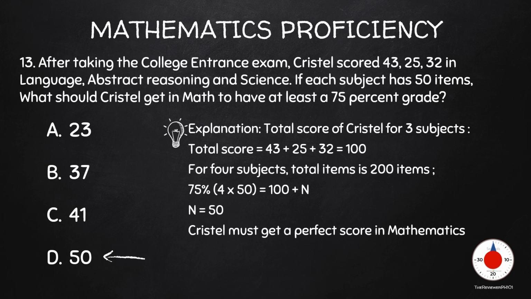Explanation: total score of Cristel for 3 subjects. Total score equals 43 plus 25 plus 32 is equal to 100. For 4 subjects, total items are 200 items. 75% of 4 by 50 equals 100 plus n. n equals 50. Cristel must get a perfect score in mathematics.